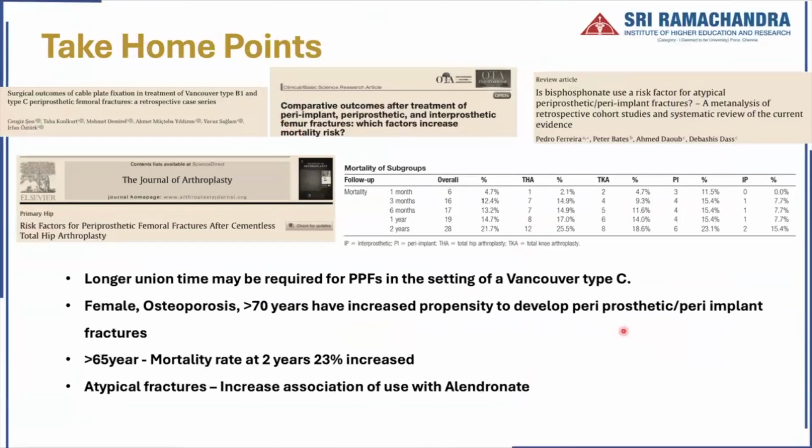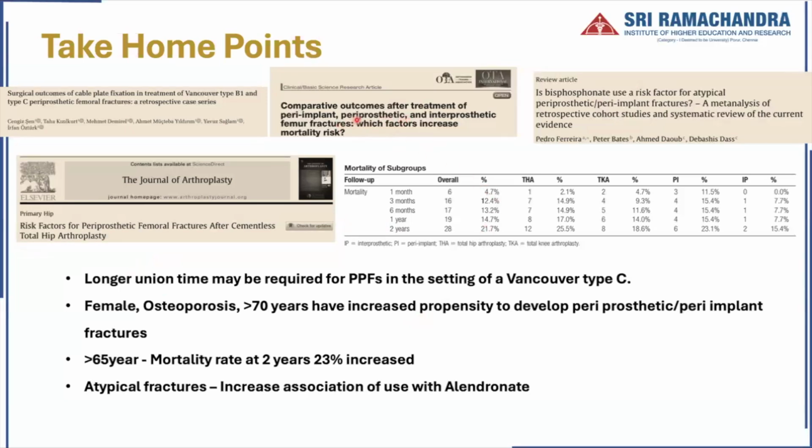And following that, I had gone through a lot of literature search, and a few points, which as Vijay Bose sir has said, was that for Vancouver type Cs you have to be very, very careful. Always look for a long union time. Put the longest spanning plate as possible. Try to get fracture stability.